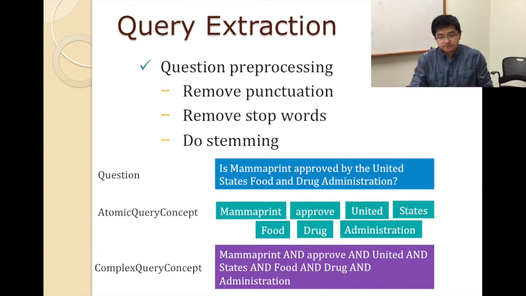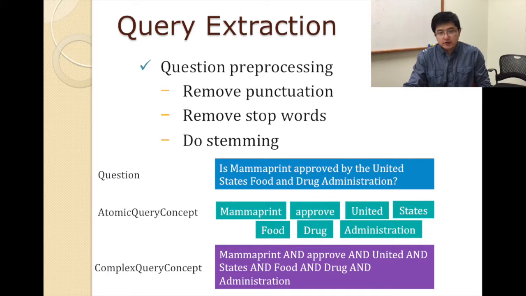We then use this complex query to search the web and to get quite precise concepts, and add these concepts back into the atomic query to help us find the documents and to ensure the correctness of our document retrieval. And based on the documents we retrieved, we pass the documents into the snippets annotator.